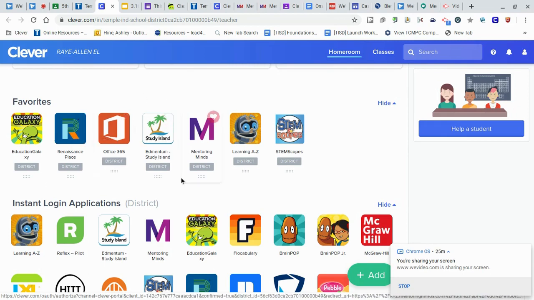Study Island is another one that we use a lot of. Study Island is like Educational Galaxy, but it is TEK based and aligned a lot with STAR. Sometimes we argue which questions are better between these two applications. So having both applications helps us move your student to the next level.